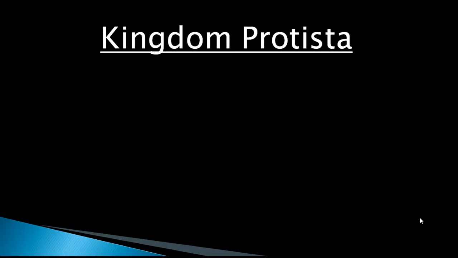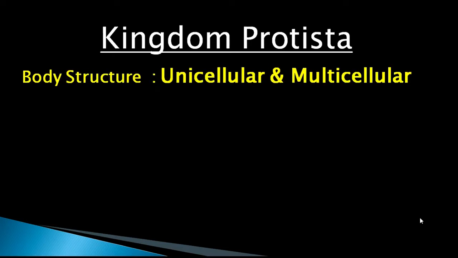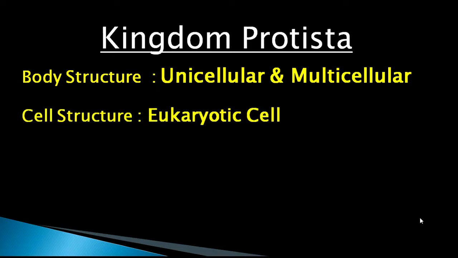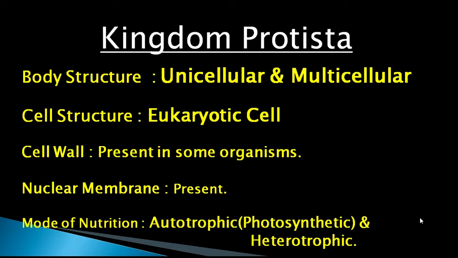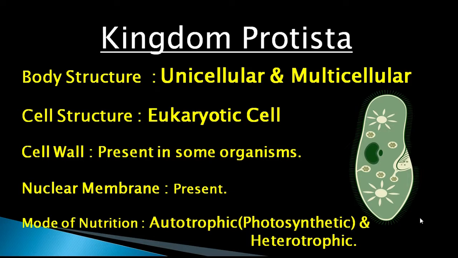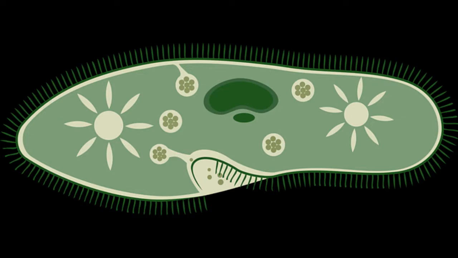Now, Kingdom Protista. Body structure is unicellular and also multicellular organisms. Cell structure is eukaryotic, that is, nuclear membrane is present. Cell wall is present in some organisms. Nuclear membrane is present. Mode of nutrition: autotrophic, of the photosynthetic type, and heterotrophic also. Example: Euglena, Paramecium, etc. are the living organisms under Kingdom Protista.